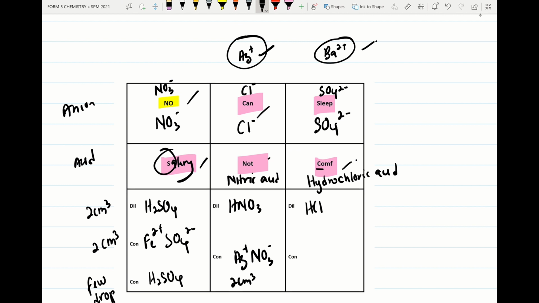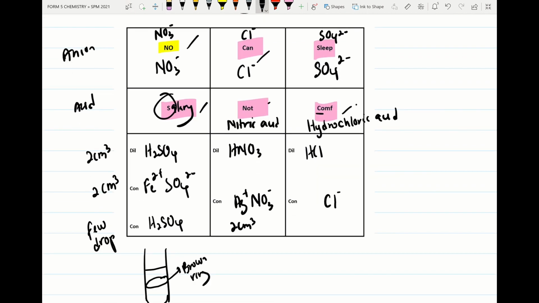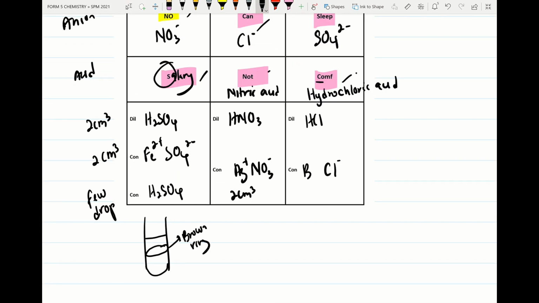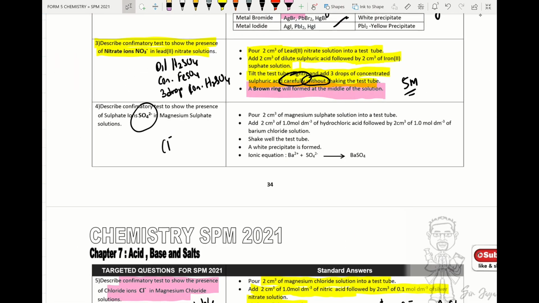Here we take the chloride ion and we take the barium ion. So the solution that we need is barium chloride solution. Please remember hydrochloric acid and barium chloride solution. So we read the question. Describe a confirmatory test to show the presence of sulfate ion. We pour 2 cm³ of magnesium sulfate, we add 2 cm³ of 1.0 mol dm⁻³ hydrochloric acid, followed by 2 cm³ of 1.0 mol dm⁻³ barium chloride solution. Shake well the test tube, a white precipitate forms, ionic equation is given.